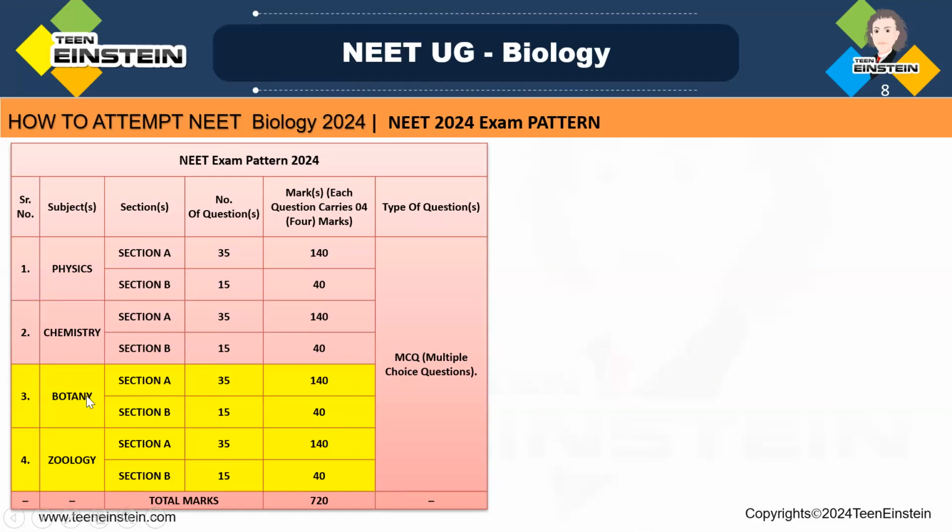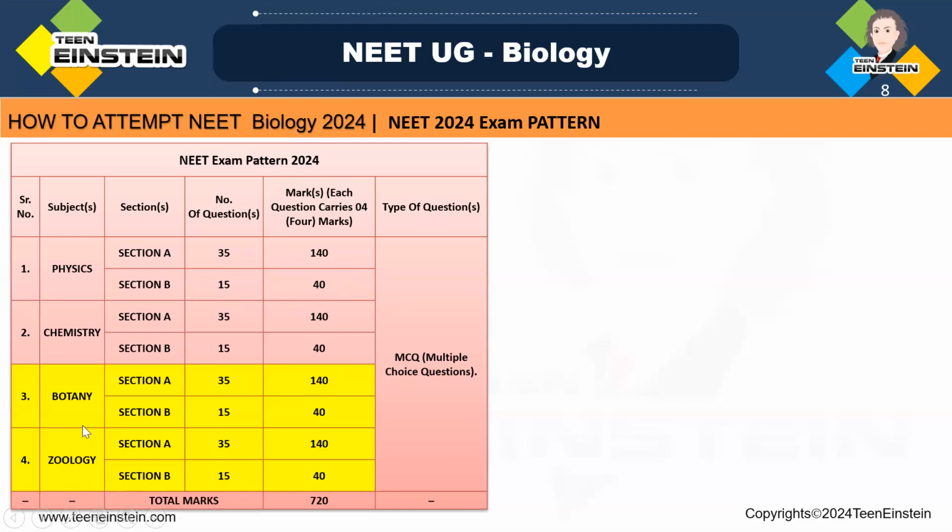So in each subject, even though it is physics or chemistry, whatever it may be, you will get 2 sections, section A and section B. In section A, you will get 35 questions. In section B, again, you will get 15 questions. So for each subject, you will get 2 sections. If you are answering 35 into 4 marks in section A, then in section B, out of the 15 questions, you have to answer only 10 questions. So 10 into 4 equal to 40. 35 into 4, 140. So for each subject, 180 marks of questions will be there.